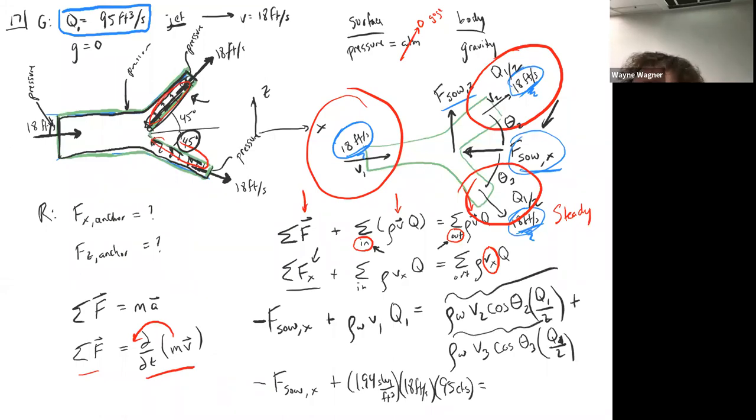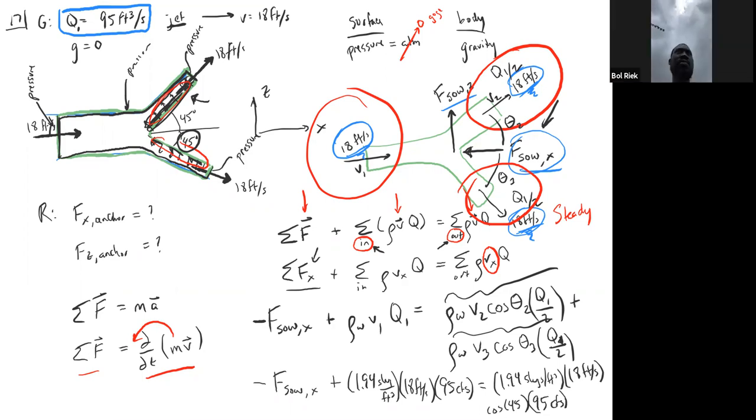So I'm just going to combine them into one term with just a Q1. Basically it's 2 times the first term, which means this 2 on the bottom is going to go away. So I'm going to be left with 1.94 slugs per cubic foot. Okay, V2, which is 18 feet per second, cosine of 45, times, we're just going to say Q1. So that's going to be 95 CFS. If no one sees what algebra I did right there, please let me know.